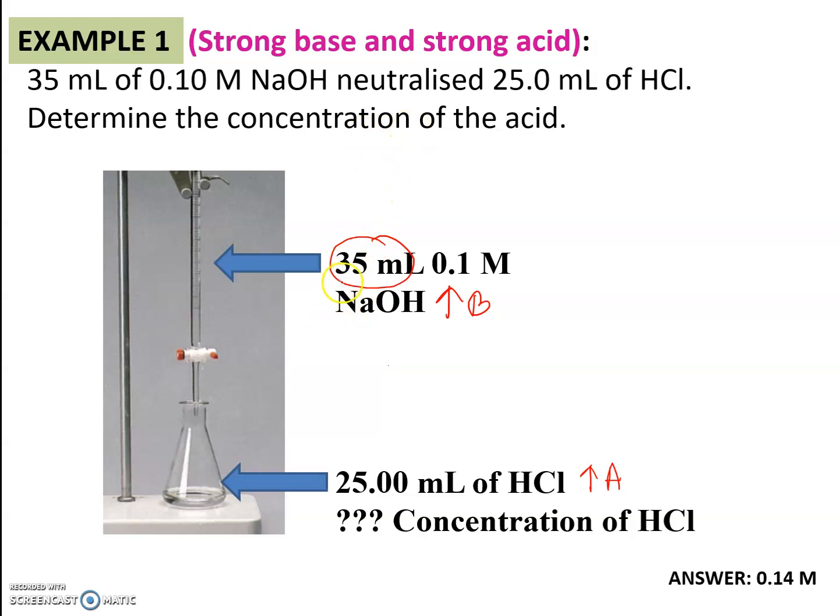It means that 35 ml of sodium hydroxide titrant needs to react with 25 ml of HCl until the reaction is complete, or to reach the equivalence point. So 35 ml is the titrant. Okay, so the question is to determine the concentration of the acid.